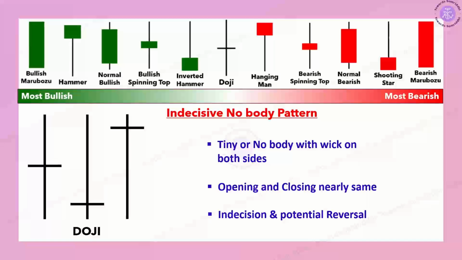Now, go for the indecisive no-body pattern. Doji. A doji has a tiny body with shadows on both ends. The opening and closing prices are nearly the same, indicating market indecision and potential reversal or continuation.